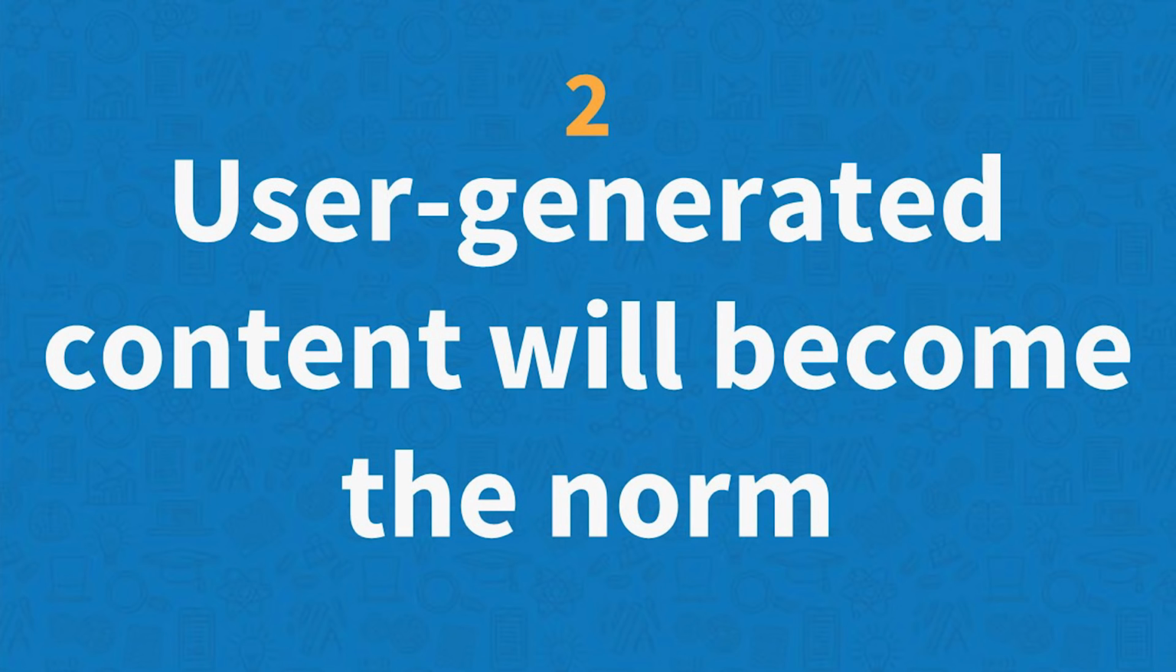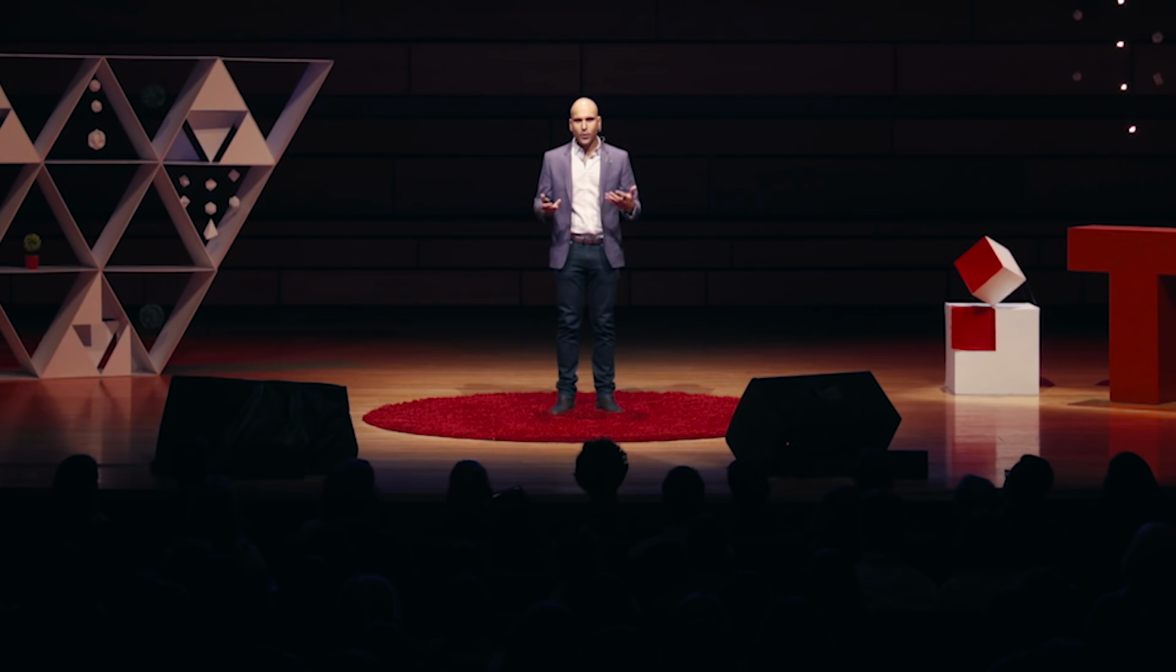Second is that user-generated content will become the norm. Now, it's unfathomable to me why this hasn't come sooner. For years, people have been talking about how there must need to be a Wikipedia of textbooks, right? So you guys all know the story of Wikipedia and how it completely disrupted the encyclopedia industry, right?